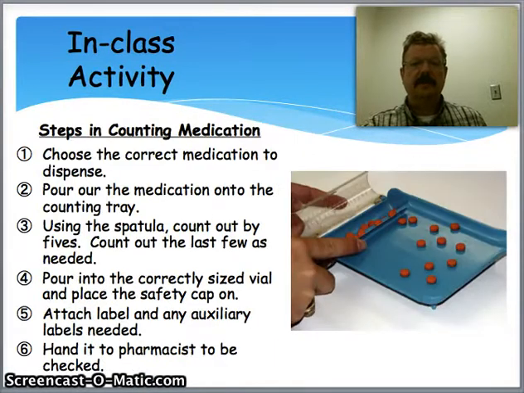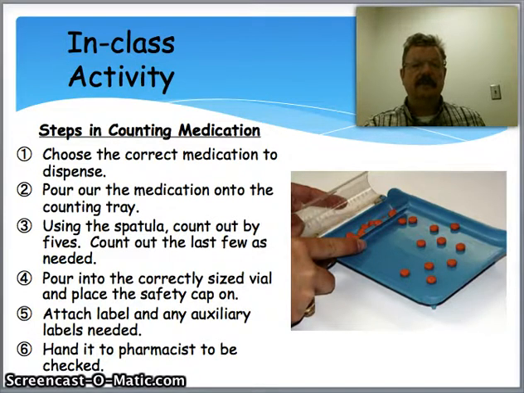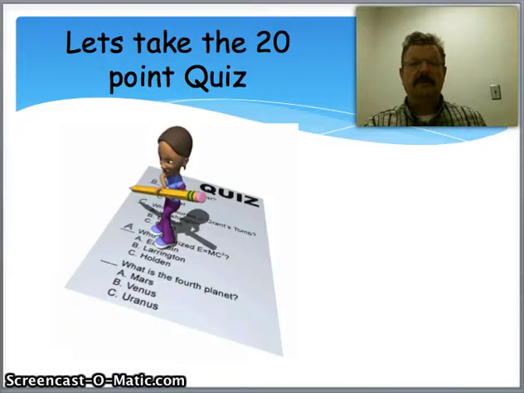Steps in counting medication. Choose the correct medication to dispense. Pour out the medication onto the counting tray. Using the spatula, count out by fives. Count out the last few as needed. Pour into the correctly sized vial and place the safety cap on. Attach a label and auxiliary labels as needed. Hand it to the pharmacist to be checked. You will be filling for two possible patients, Mark Strymer or Emily Snow. You will be taking a 20-point quiz.